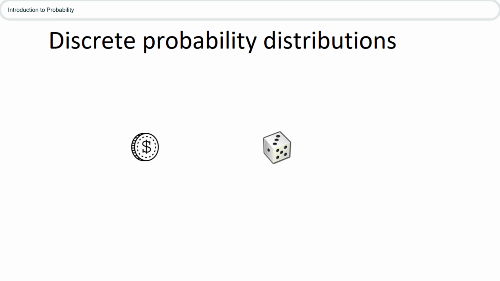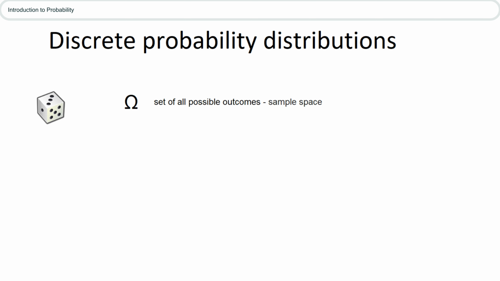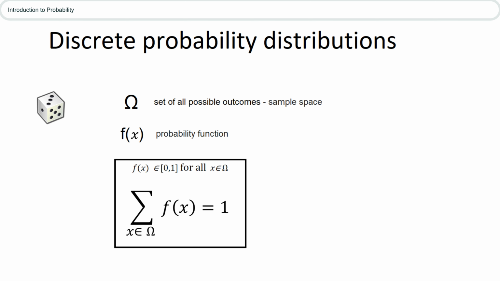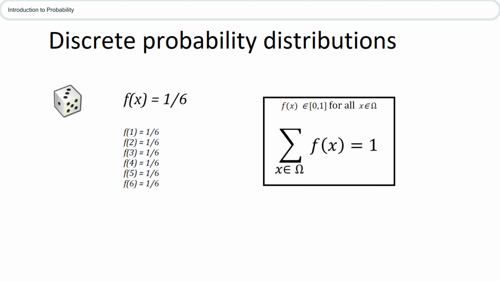A discrete probability distribution is the result of an experiment where events occur in a countable sample space. Let omega be the set of all possible outcomes in the sample space. Let f be the function that returns the probability values for the elements of omega. As we saw earlier in the example of rolling the dice, the sum of the probability values is equal to 1. For all 6 faces of the dice, the probability of one face is 1 over 6 and the sum is equal to 1.